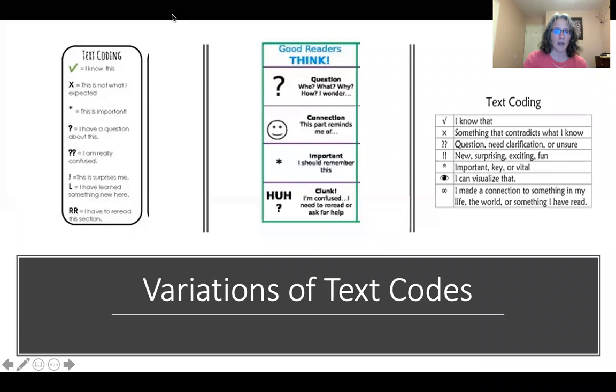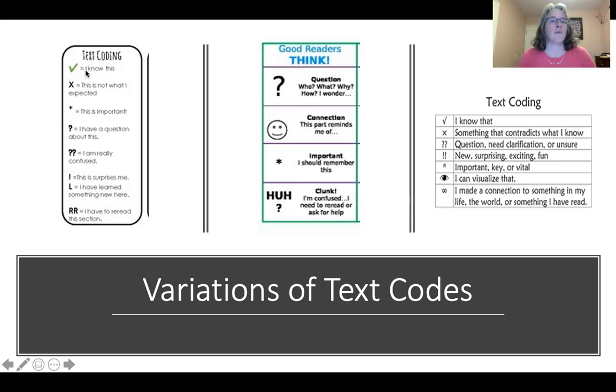Here are a couple of variations on different text codes. Again, what matters is not so much the codes themselves, the symbols. Normally you would see more responses from me in written responses with asterisks, exclamation points, and question marks. Usually when I'm responding to students and have a lot more writing, you'll see me use those on a regular basis.